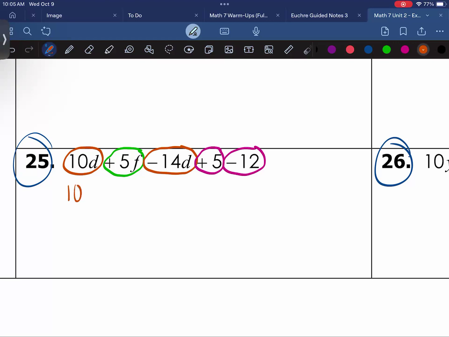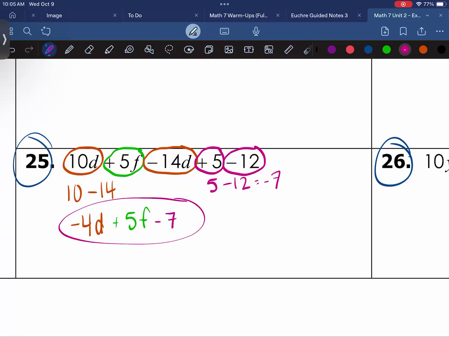So I have 10D minus 14D. So don't forget that letter won't change. 10 minus 14 is -4. Moving on to my green circle, there were no other F's to combine this with, so my plus 5F just gets brought straight down. And then my constant terms, I had a +5 minus 12, we get -7, so I have -7 at the end here. That is my final answer.